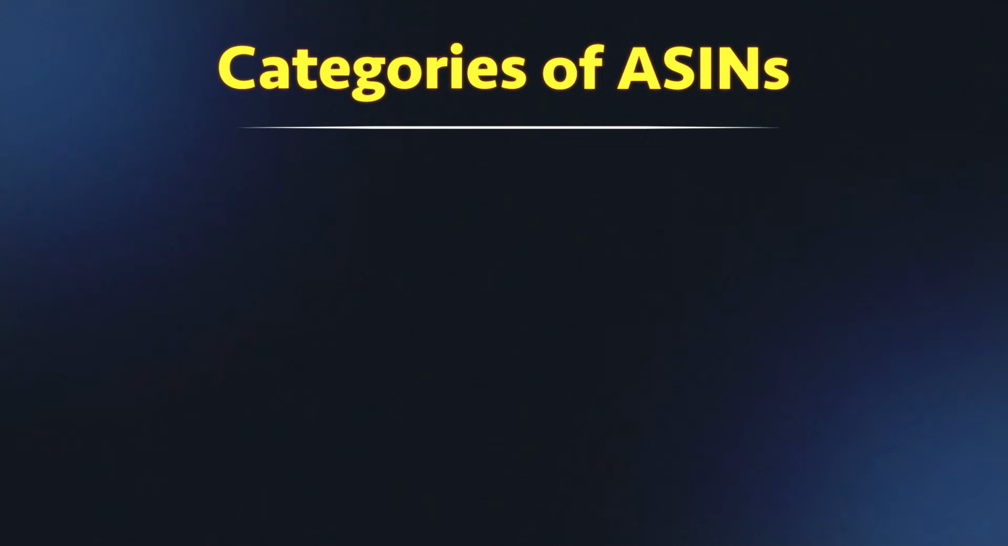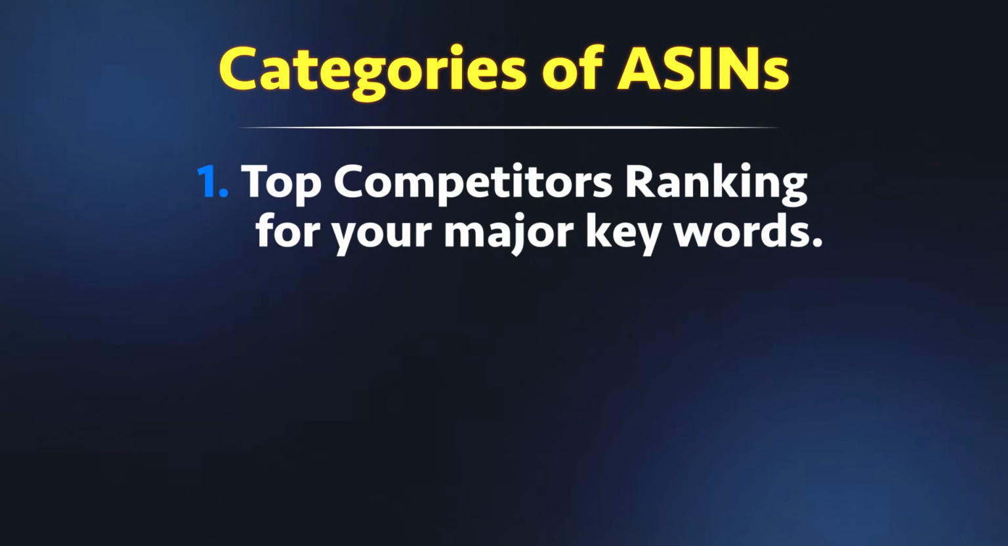Well, there's a few categories of ASINs that you want to try here. The number one is the top competitors ranking for your major keywords. This is a no-brainer. These are the ASINs that are getting the most traffic, and you're going to get the most clicks from these because they're the ones that are getting the most traffic to the listing. So your ads naturally are going to get the most traffic if you advertise on those listings. They also tend to be the most competitive. Sometimes they can perform really well, but sometimes there are other types of products to advertise on that perform even better.